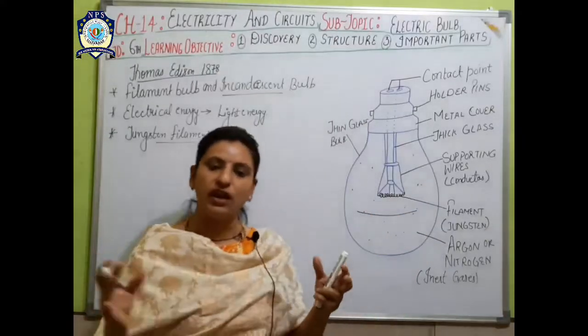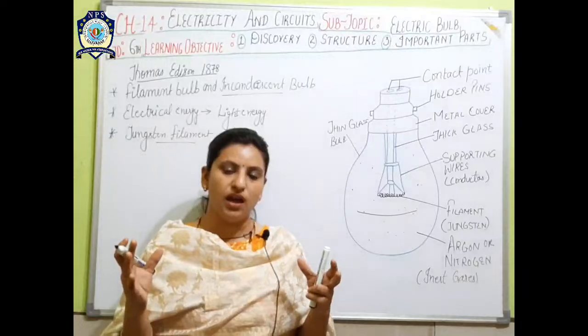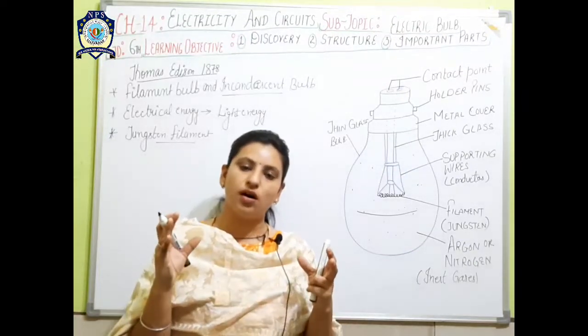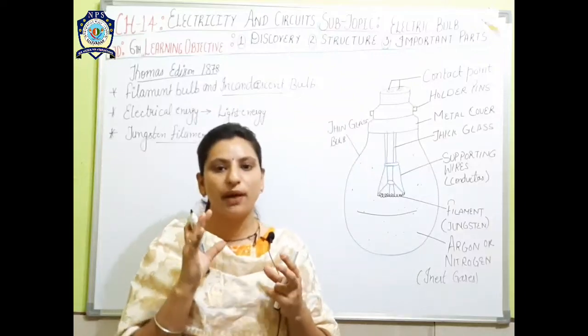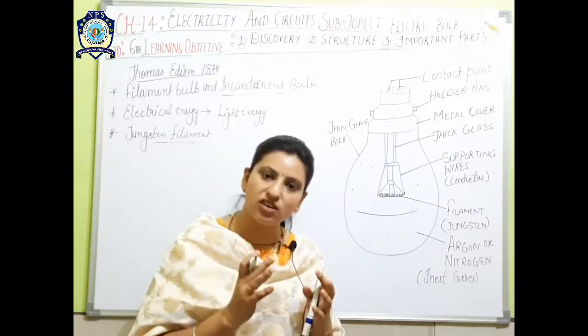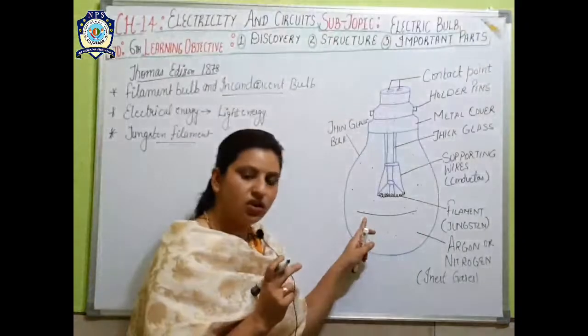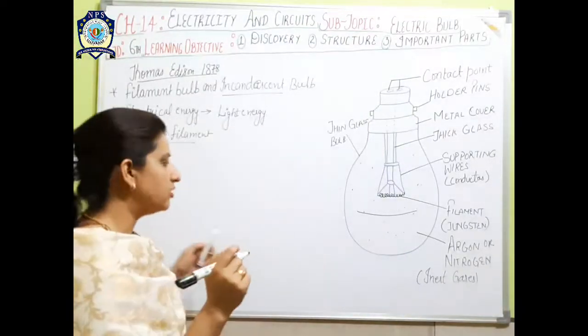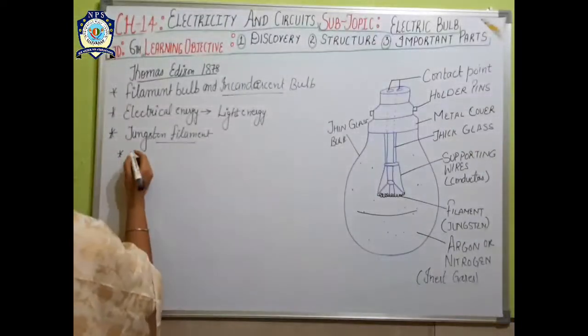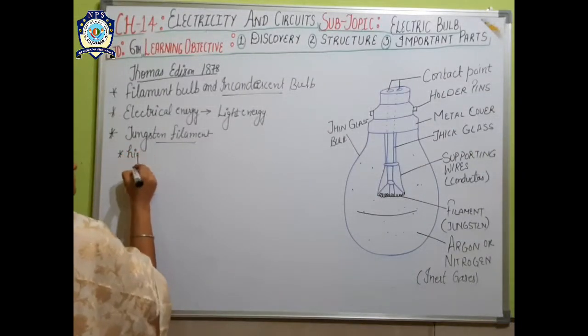he would have to go for a very big structure of the bulb, and he wanted to make a compact form of the bulb. That's why he took a wire with a number of coils in it. This filament has one more property: it has high resistance.